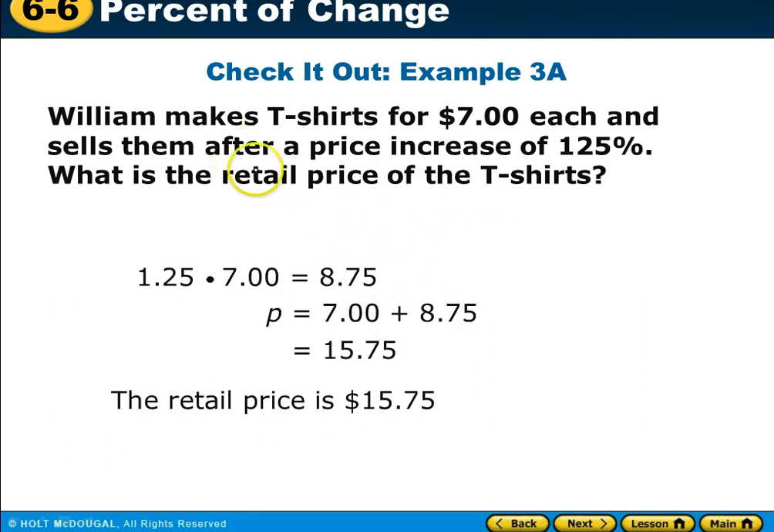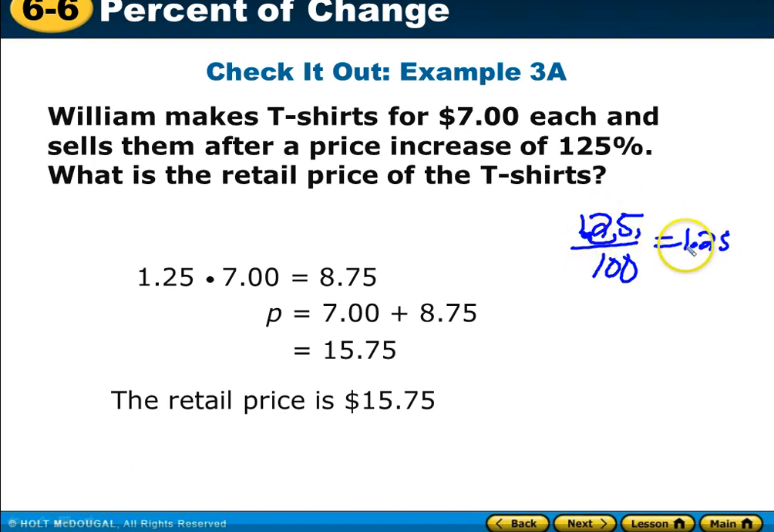So first thing we want to do here, they want to know what is the retail price. We want to go ahead and do 1.25. Now some of you might be wondering where we're getting that 1.25. It's 125 over 100. Remember the percents, we always divide them by 100. So we move the decimal one place to the left, so it's 1.25, changing it back to decimal form.